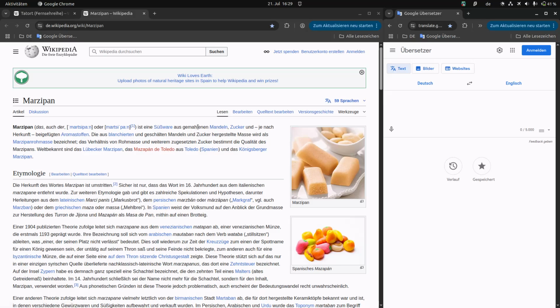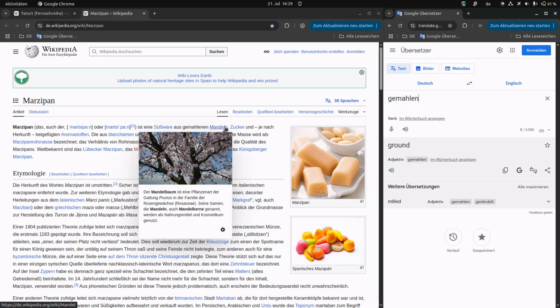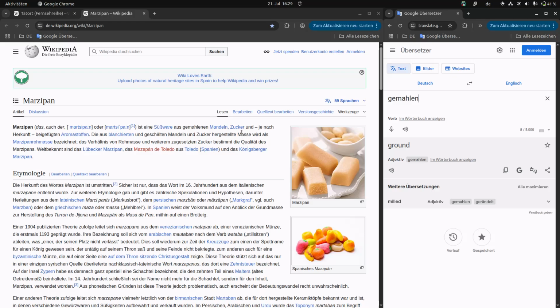Gemahlenen Mandeln, that just means ground, I guess. Gemahlen. Let me just check. Sorry, gemahlen. Yeah, that is when you mill, I guess, is the English term. Gemahlenen Mandeln, that is almonds, the English German word for almonds. Zucker, which is sugar, and of course, je nach Herkunft, that means je is the word for, in this case, it depends on something, je nach Herkunft, so it's kind of depending.